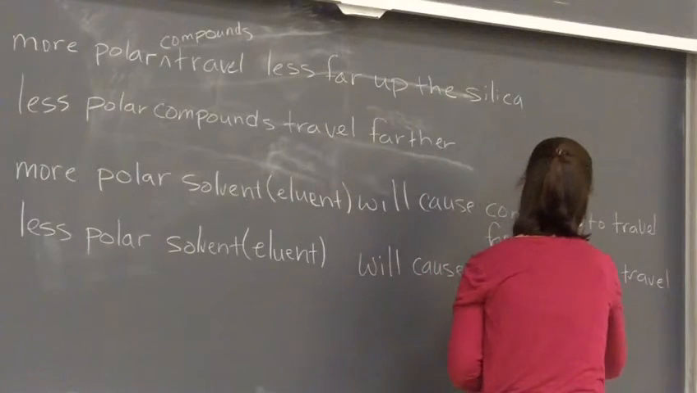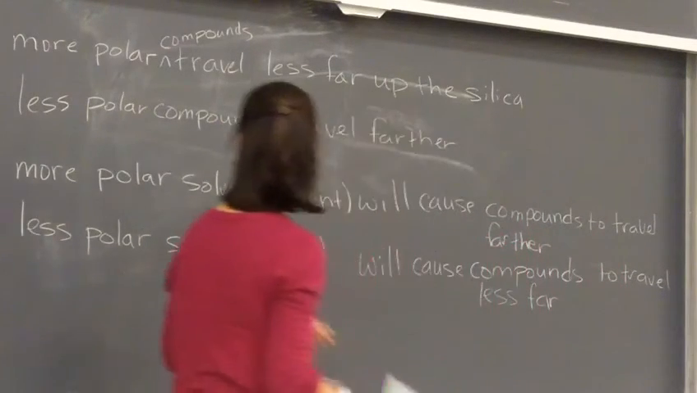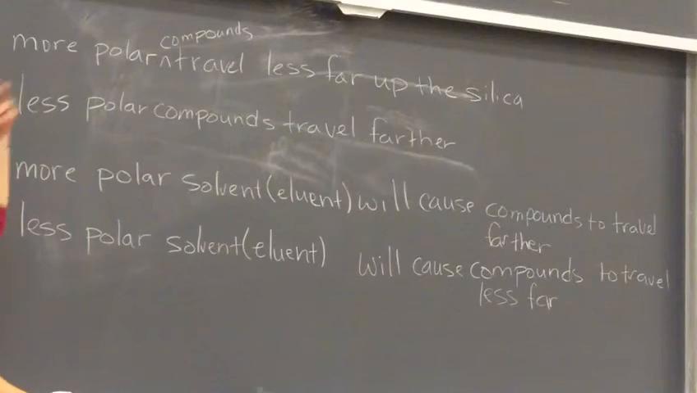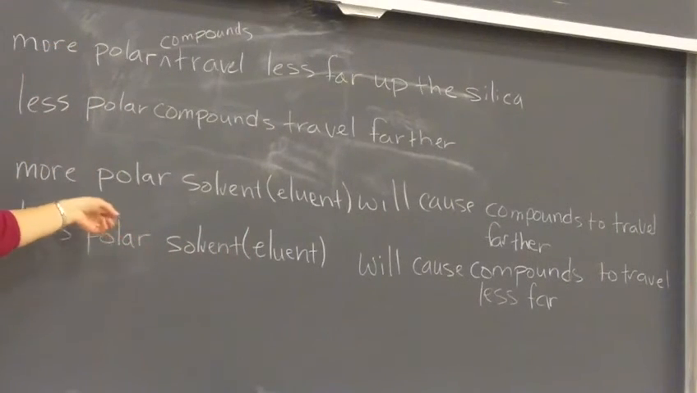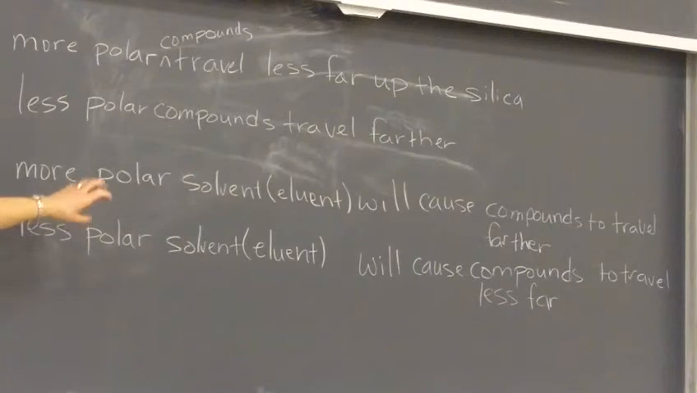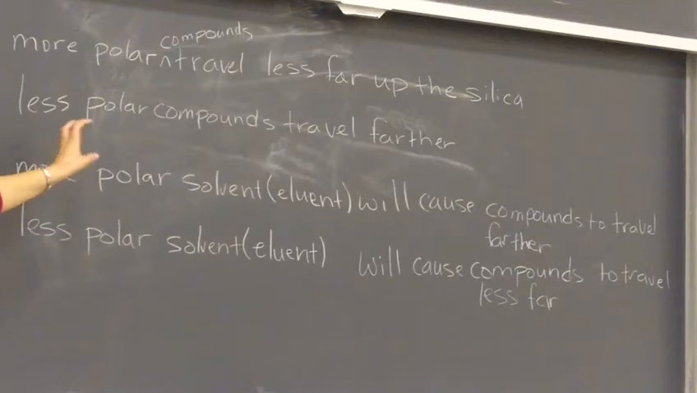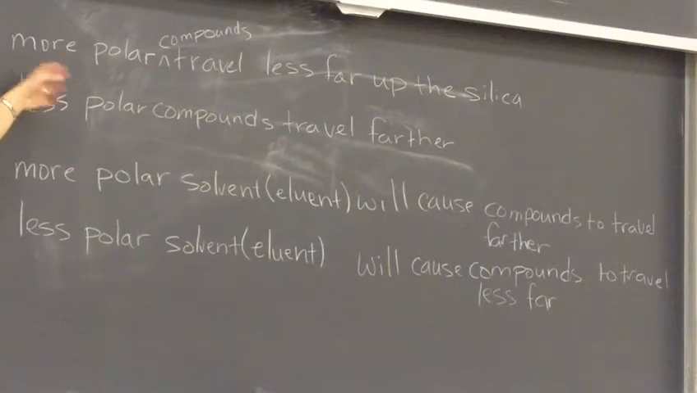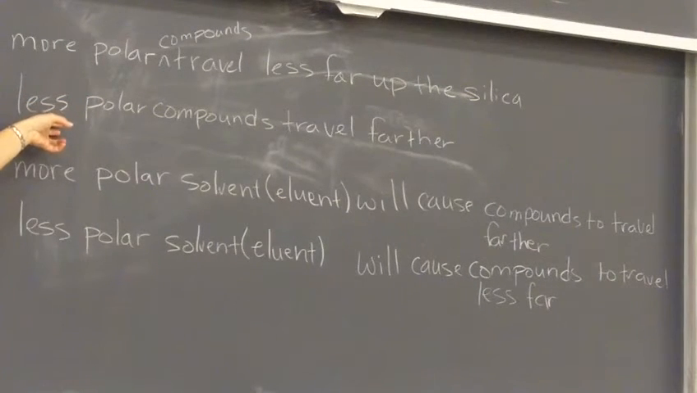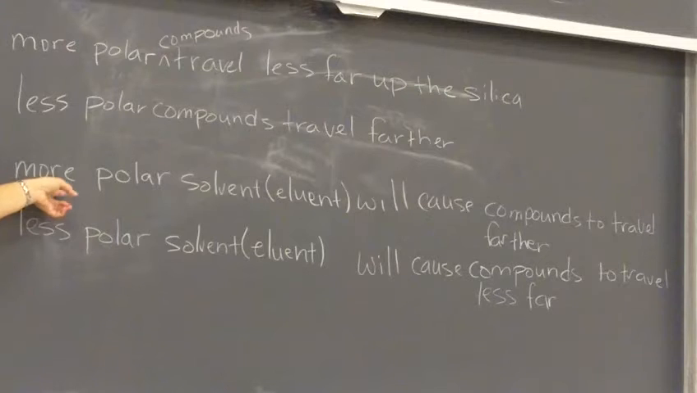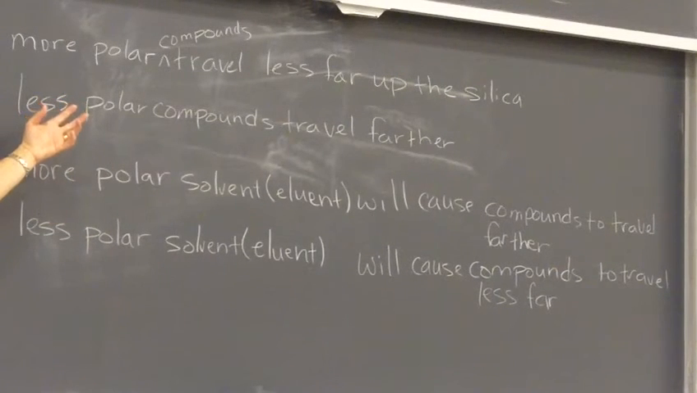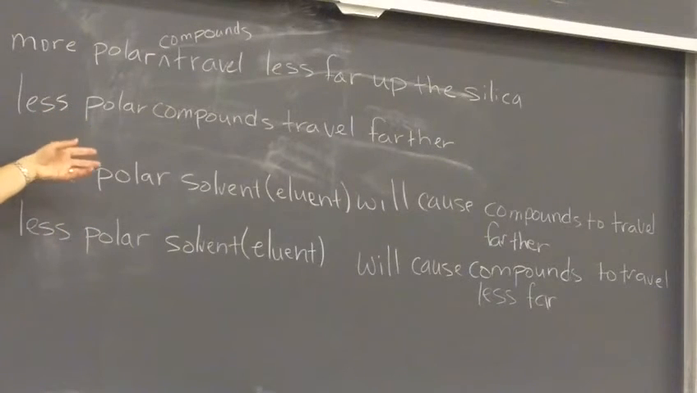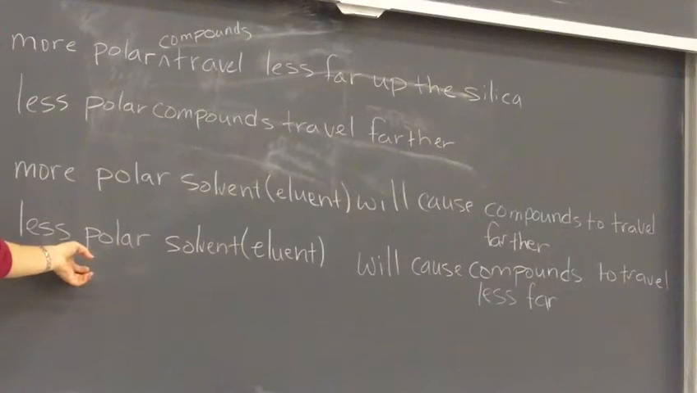Okay, so when you're talking about polarity, you have to keep in mind, are you talking about the polarity of the compounds, or are you talking about the polarity of the eluent? Because you've got the opposite effect going on, okay? So polar compounds don't travel very far. Less polar compounds will travel farther. If you manipulate the solvent, though, more polar solvent will cause all the compounds to travel farther, because even those polar compounds are going to want to hang with that polar solvent. And less polar solvent will cause the compounds to travel less far, okay?